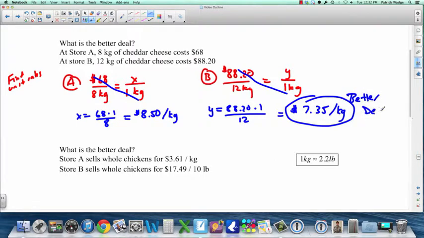Of course, all I'm assuming here is that the cheeses are exactly equal to each other. Maybe one of them's organic and the other one's not, or one of them's expired and the other one's not, or whatever. No, we're just assuming they're exactly the same. That's the only way we can do this better deal thing.